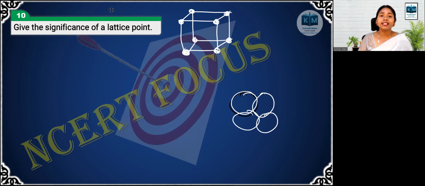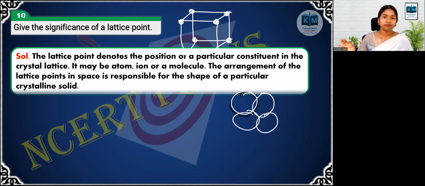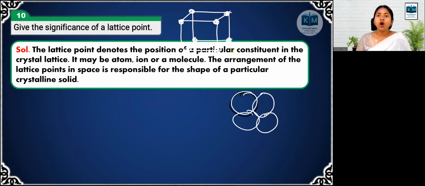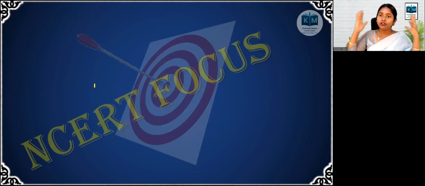What do you mean by lattice point? Lattice points denote the position of particular constituents in the crystal system. In that crystal lattice, it may be an atom, or it may be a molecule. The arrangement of these lattice points in space is responsible for a particular shape. Because of this arrangement, the representation of an atom in the form of a point, we call a lattice point. Because of these lattice points, the unit cell gets its shape.